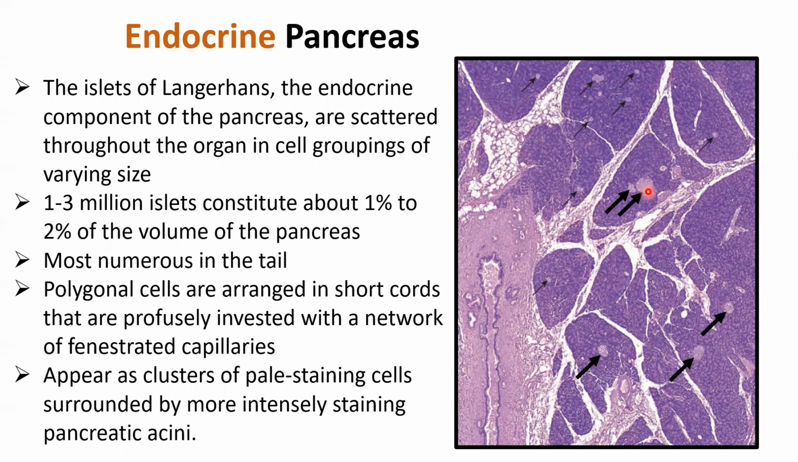the circulation. They appear as clusters, as I mentioned, of pale staining cells surrounded by more intensely stained pancreatic acini. All these are acini. This is connective tissue septa, and the light or pale color are the islet cells.